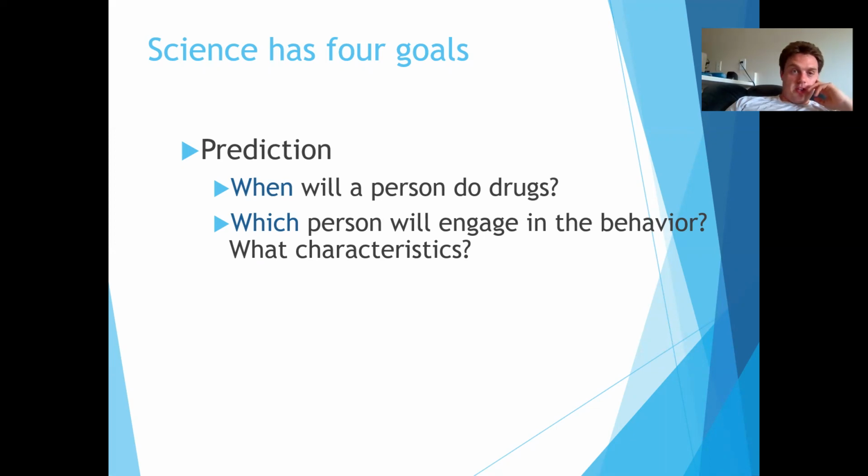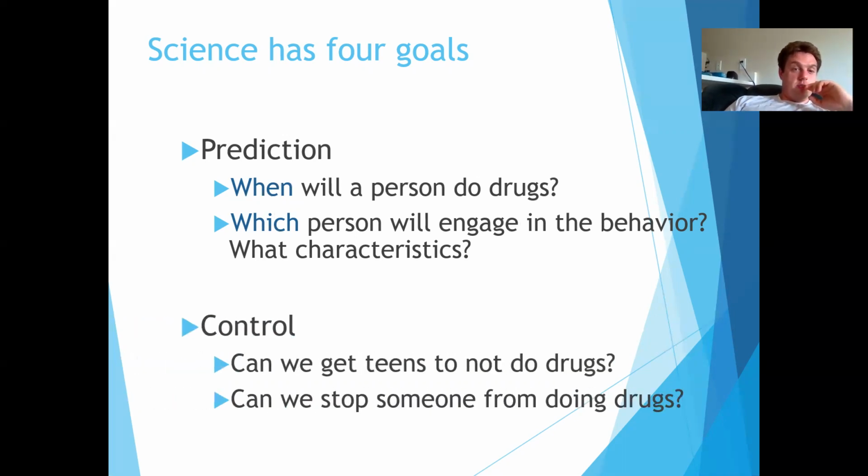The third one is prediction. So when might a person do drugs? Which person or which group of people might engage in the behavior? Are there certain personality traits or locations or whatever it might be more likely to engage in smoking or drug taking?